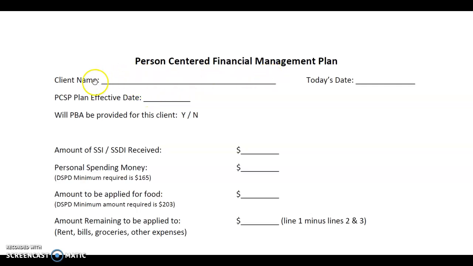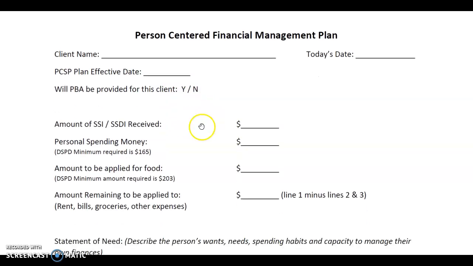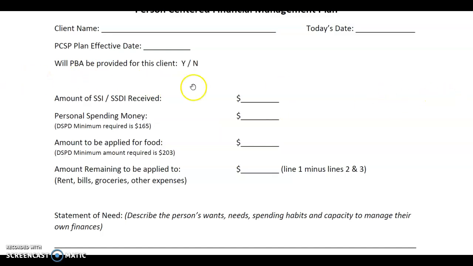So right here up at the top, all pretty standard. You'll start with the client's name and the date. And then you're going to select the date that this plan is going to be effective. Okay, so that's if you are just barely getting this done, the client, it's not going to take effect for a week for whatever reason, you'll put whatever day this plan is going to be effective. And then is there going to be any PBA being provided for this client? Just yes or no.